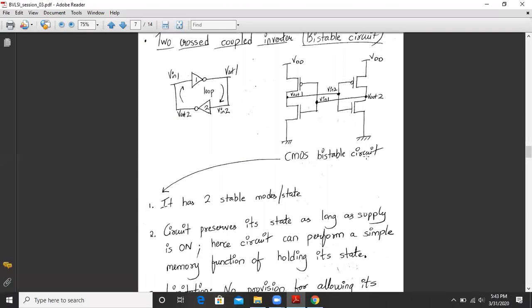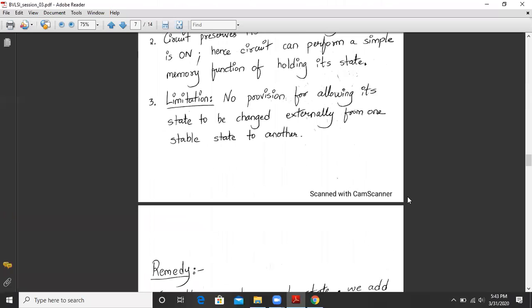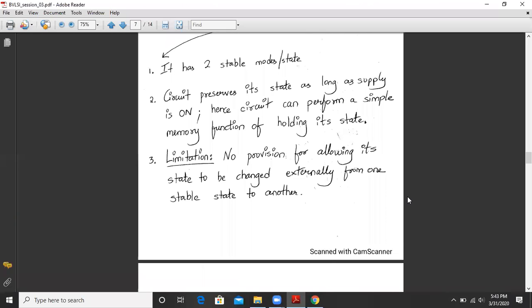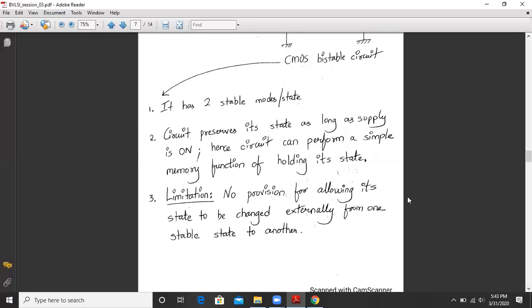So this is an example of a CMOS bi-stable state. Let us look into the remedy of this. Before that, we will see next an LTspice simulation of the same. So let us look into it.